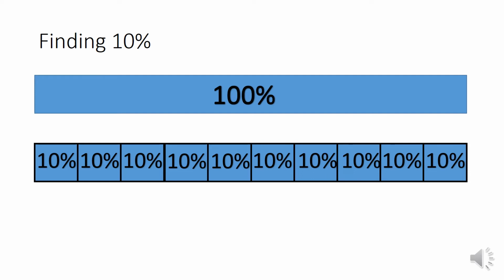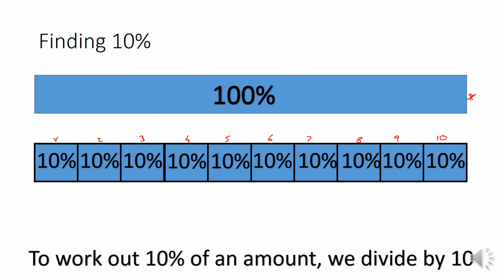Okay, so finding 10%, again we're going to start off, we've got our bar that represents the full 100%. And if we're to split it into 10%, we've got 1, 2, 3, 4, 5, 6, 7, 8, 9, 10 parts. And that is because 100 divided by 10 is 10. So we're splitting it into 10 parts. So to find 10% of something, all we do is we divide it by 10, because each of the tenths is going to be a 10%. So that's our rule to remember for this. So to find 10% of an amount, all we do is divide it by 10.